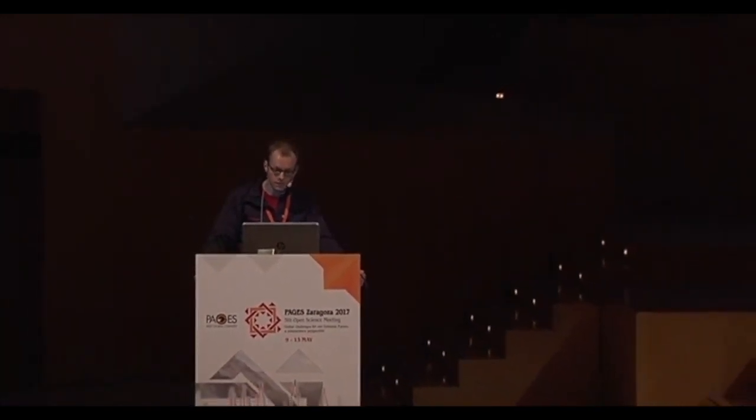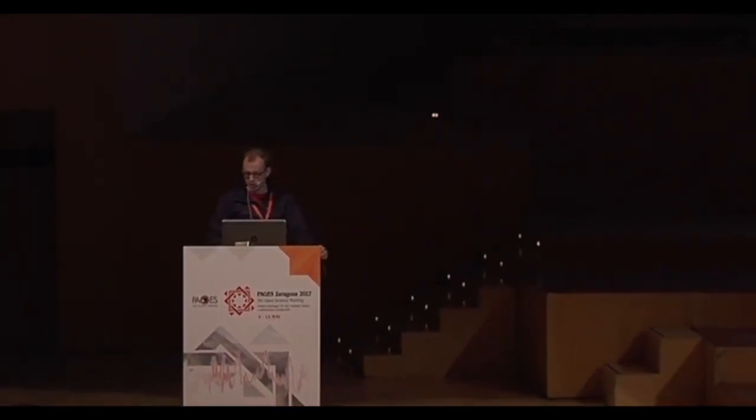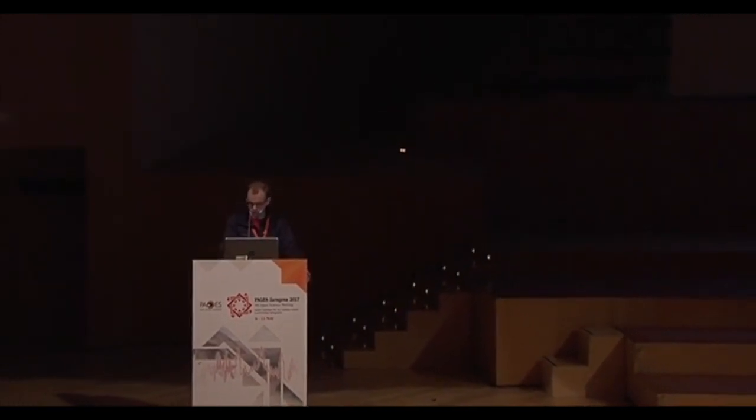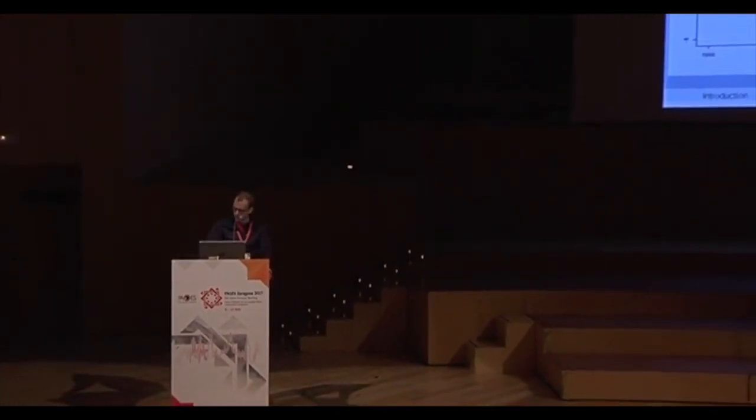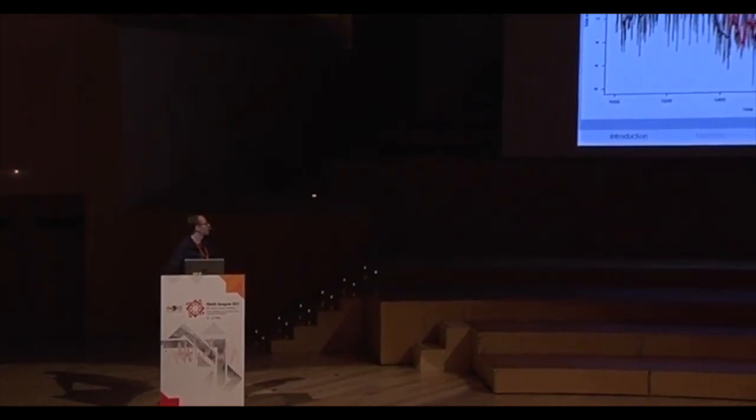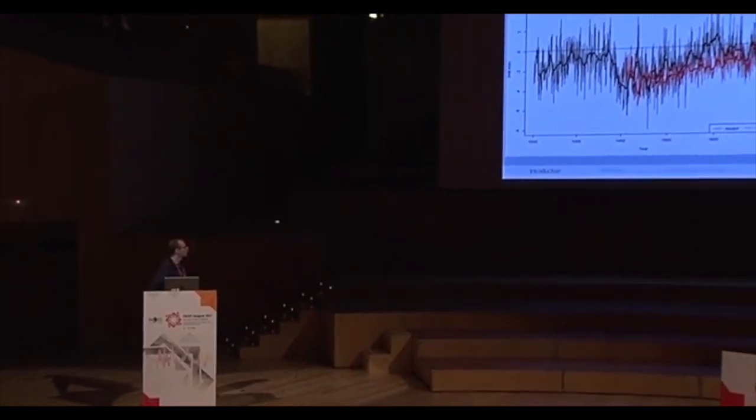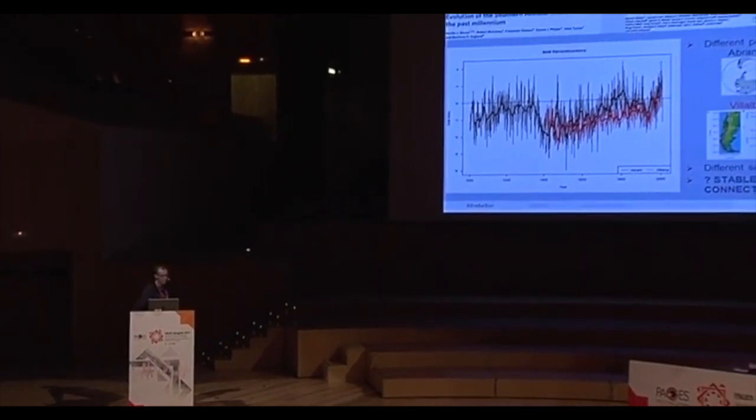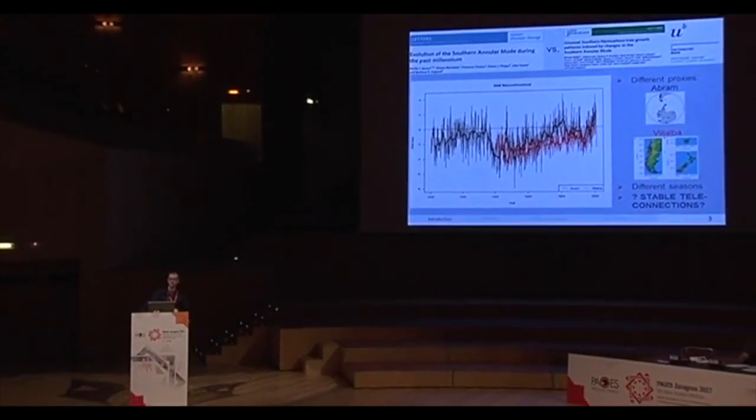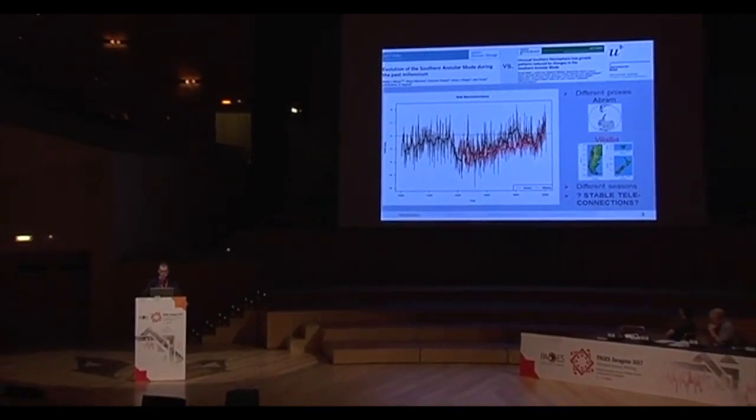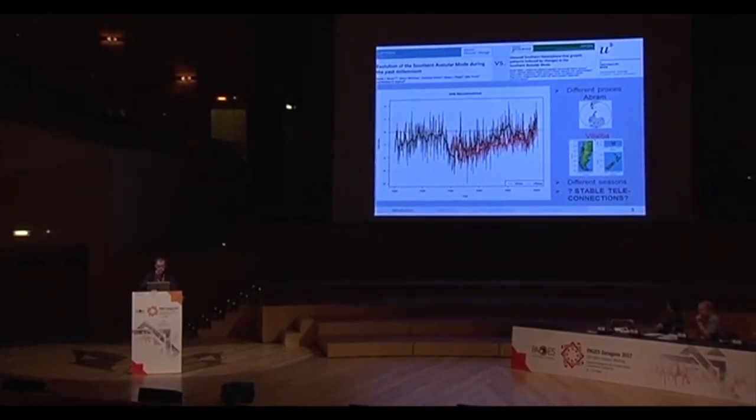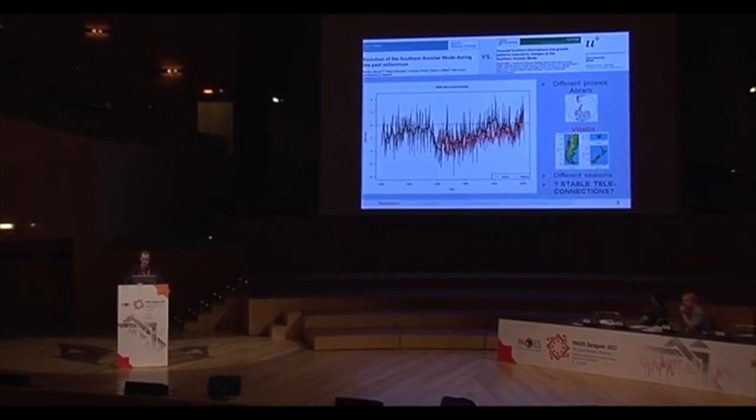I'll start by showing you two already existing SAM reconstructions. One is from Nerilie Abram, the black one, and the red one is from Ricardo Villalba. We can clearly see there are some major differences between those two reconstructions. I want to ask the question, why is that? Well, one reason is that they use a different set of proxies, shown in the maps on the right-hand side. They also did the reconstruction for different seasons. One is for DJF, that's Ricardo's, and Nerilie's is for the annual SAM index, so that's also a difference.